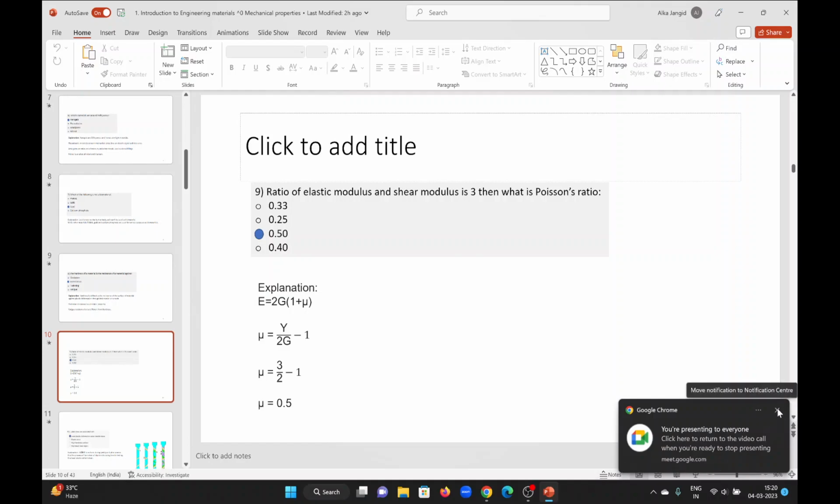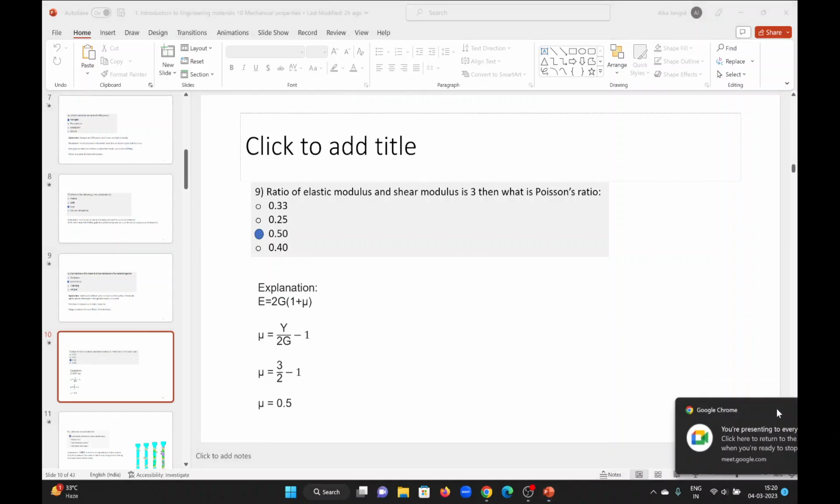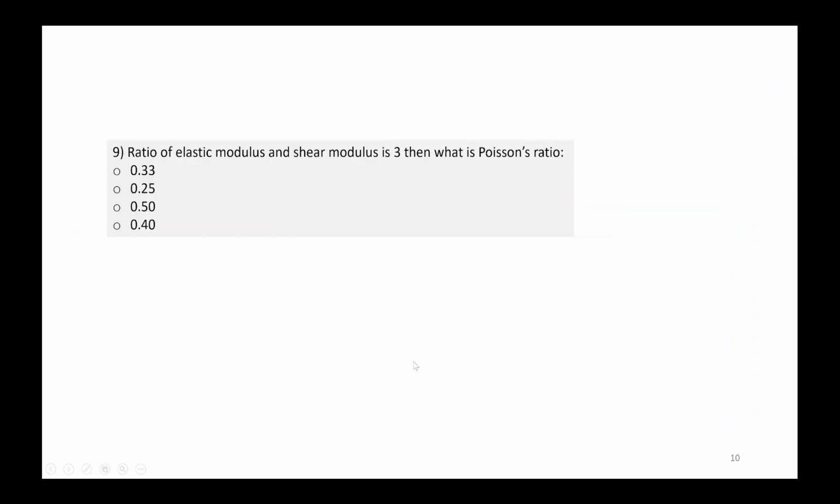Okay, so the answer is as given here in the explanation. The answer will be 0.50. It can be calculated using the formula that was given earlier. We can put Poisson's ratio on one side, and we get the relation Y by 2G minus 1. Here Y is your elastic modulus and G is the shear modulus. Their ratio is given as 3, so 3 by 2 minus 1 will be 0.5.